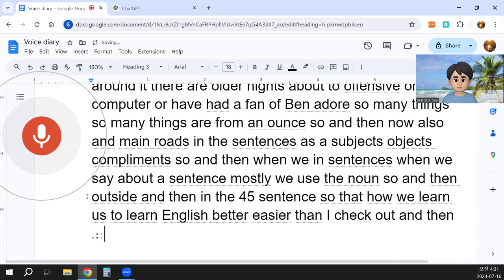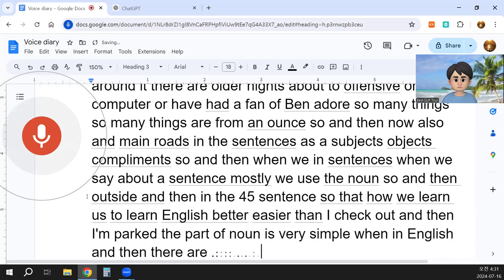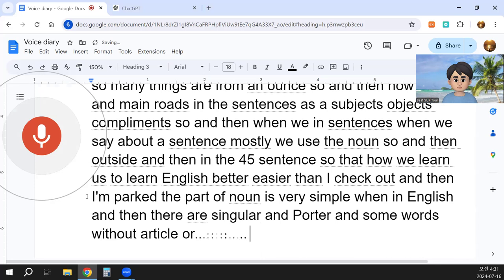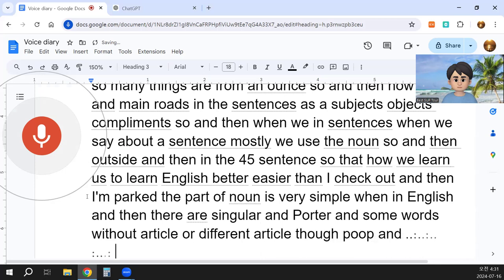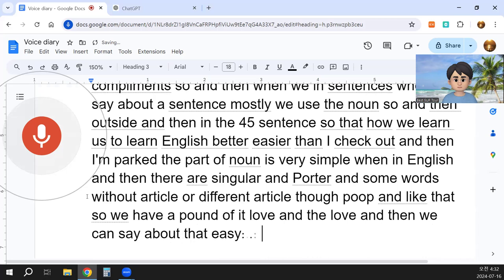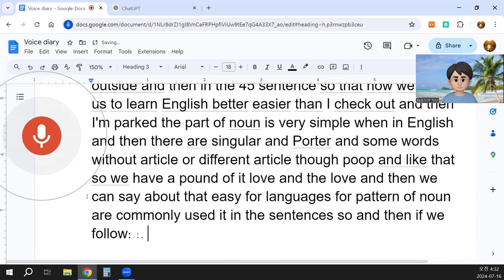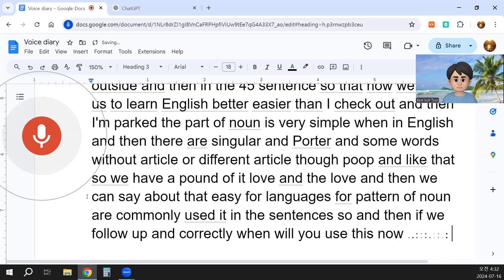And the noun part, the part of noun, is very simple. In English, there are singular and plural, and some words without an article or with a definite article: a book, the book, and like this. We have the plural of a book, books, love, and the love. These four noun patterns are commonly used in sentences. If we follow them correctly when we use these four noun patterns in English grammar, we are fundamental.